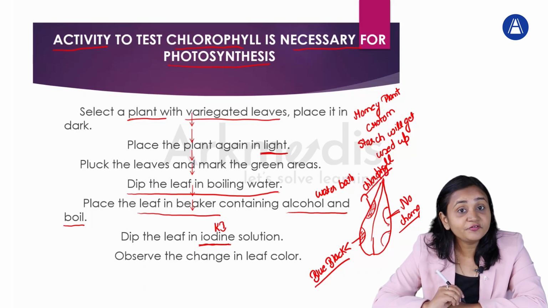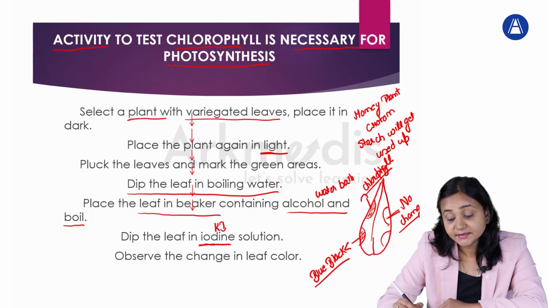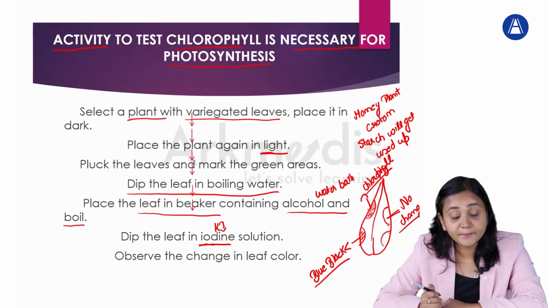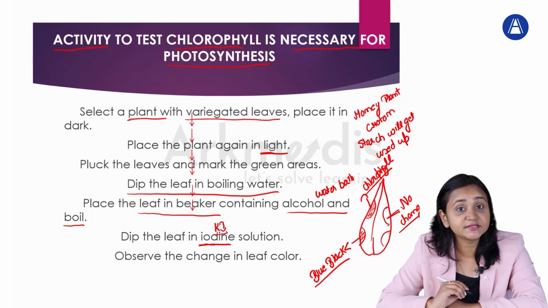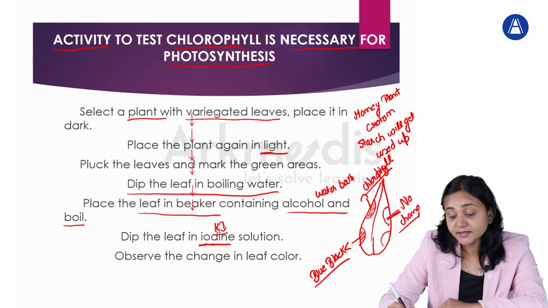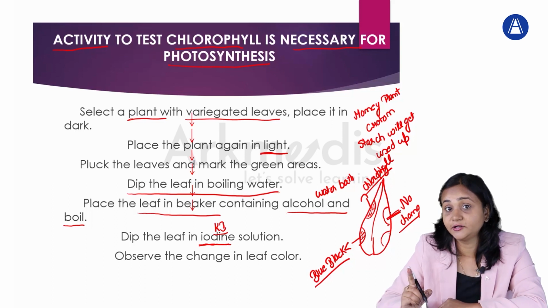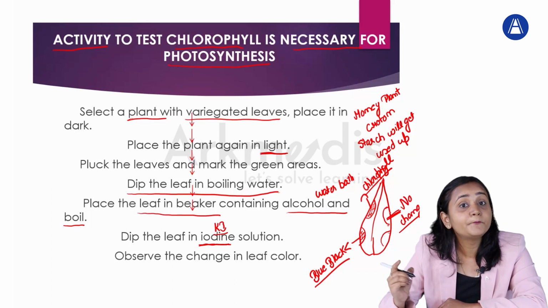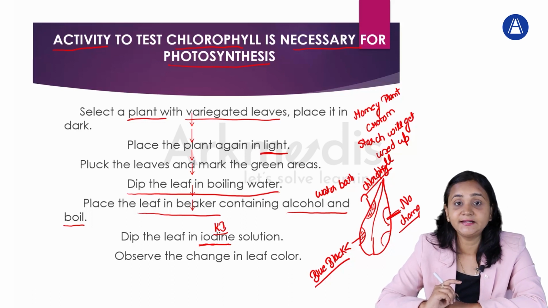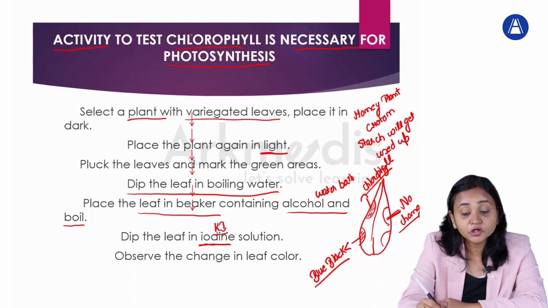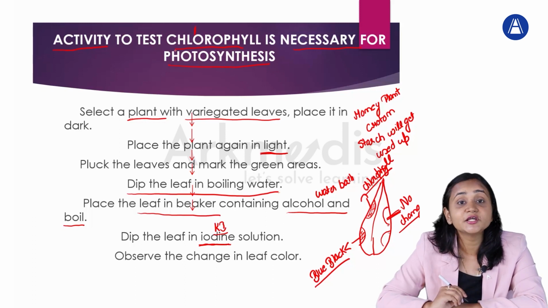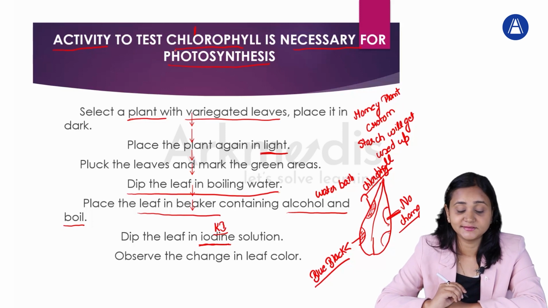Okay, so these chlorophyll containing areas were able to prepare their own food when they were kept under sunlight, and the starch was formed. By undergoing the iodine test, the confirmation of starch was done, and similarly this area that was not having chlorophyll doesn't give a positive response to this iodine test. So this is the activity performed to check how chlorophyll is important for the process of photosynthesis.